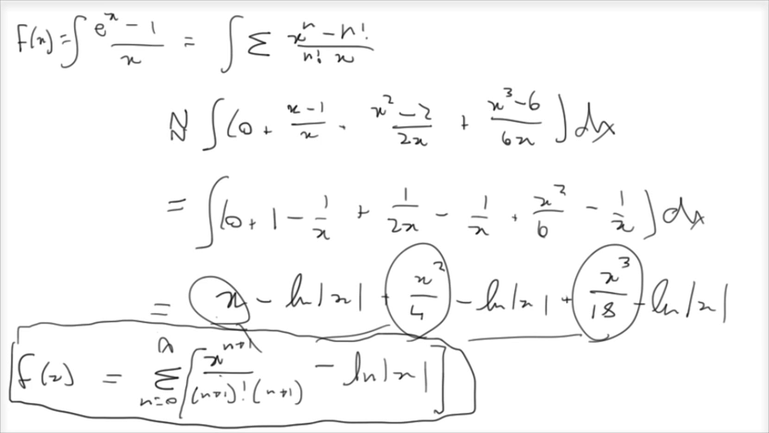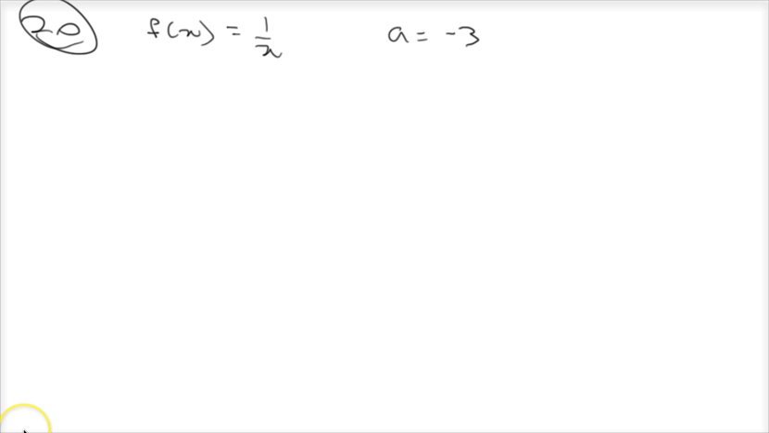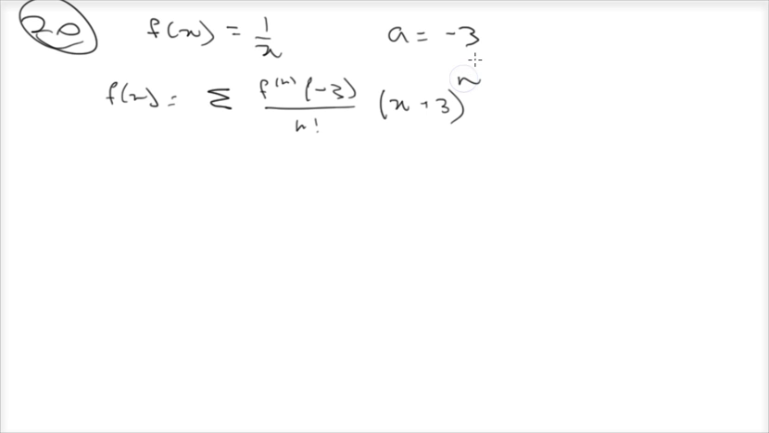So now let's go on and do a slightly different problem. I'm going to do number 20 in your book now, and it asks us to find the Taylor series for the function 1 over x about -3. So let's just remind ourselves of our Taylor series formula. We're going to get f to the n about a, which is going to be -3, over n factorial times x minus a, so that's going to be x plus 3 to the n.